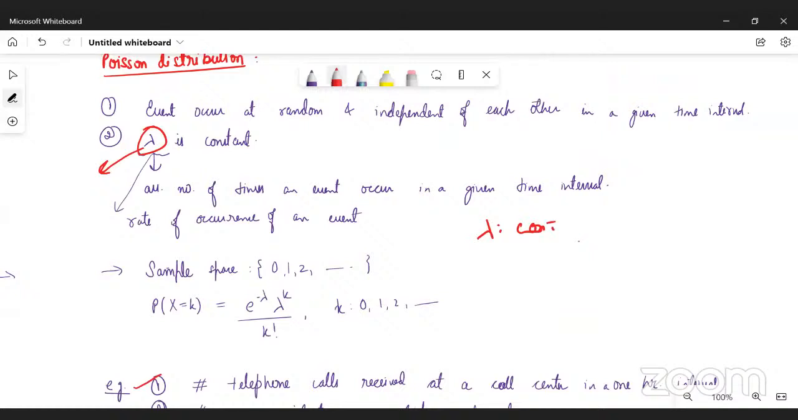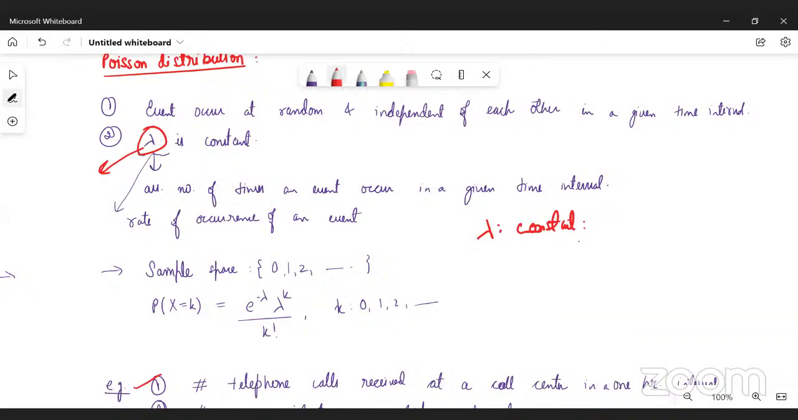How to differentiate between a binomial and Poisson distribution, ma'am? Yeah, so in Poisson we don't have n. Poisson and binomial, you said, right? Yes, ma'am. So in binomial, you know the number of trials. There you have Bernoulli trials, but here it is not like any Bernoulli trial.